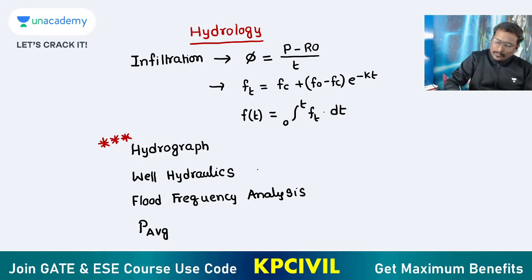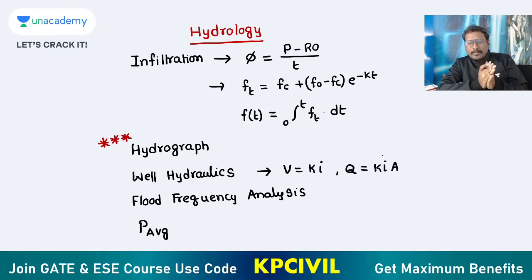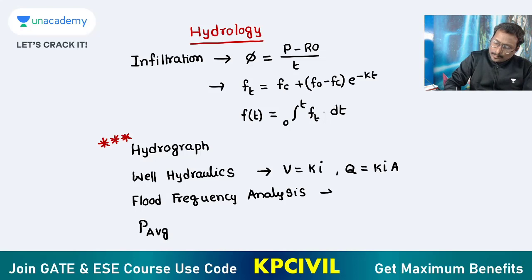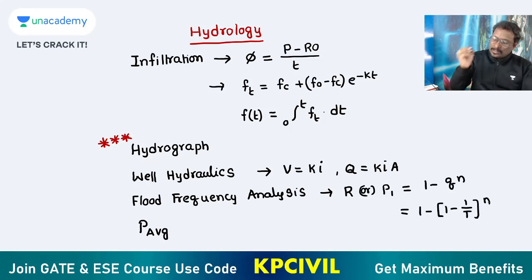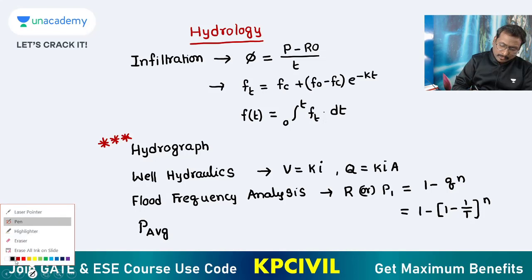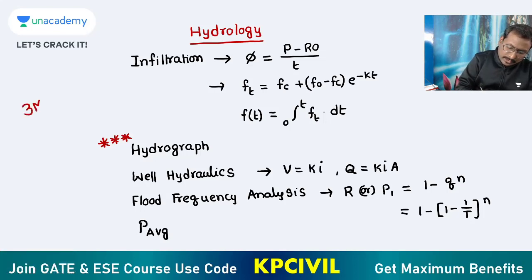In well hydraulics, you know the formula: velocity equals K into I, discharge equals KIA. Using this, most of the formulas will come. Flood frequency: if you know probability and statistics, flood frequency analysis is easy. In this, the most important is hydrological risk, or P1, 1 minus Q power N. We can write it down: 1 minus (1 minus 1 by T) whole power N. This is the formula. So mostly using these formulas, using these 5 topics, just 5 topics, you will get 3 marks in hydrology.